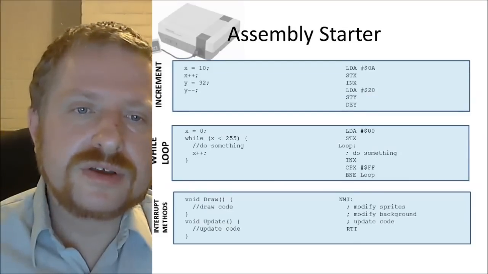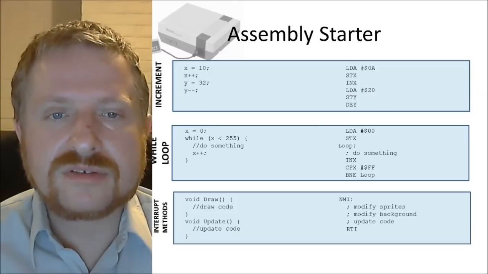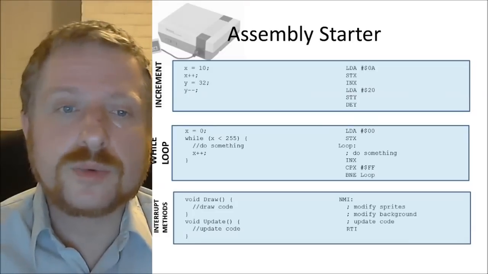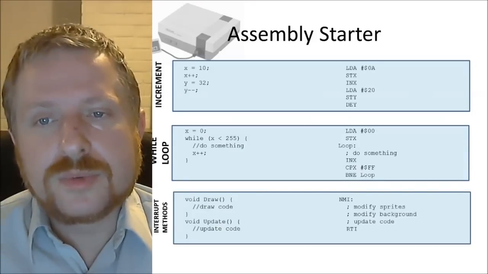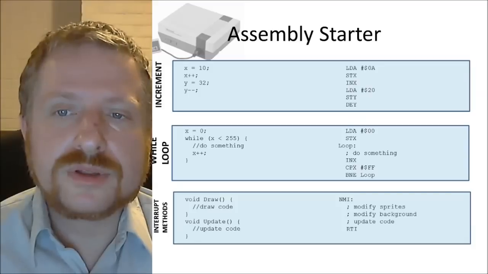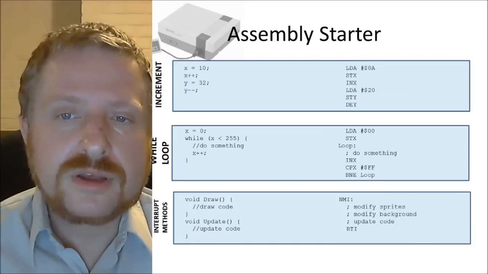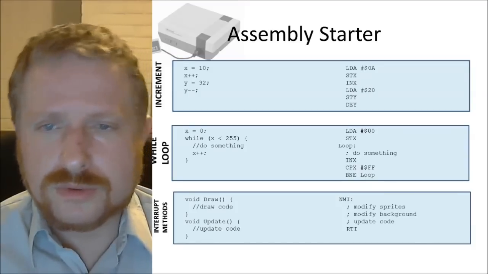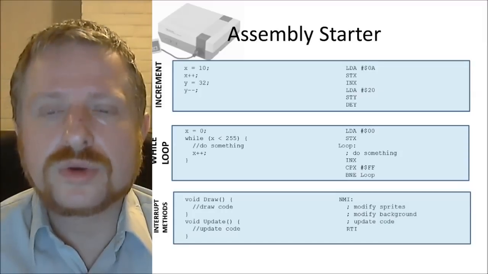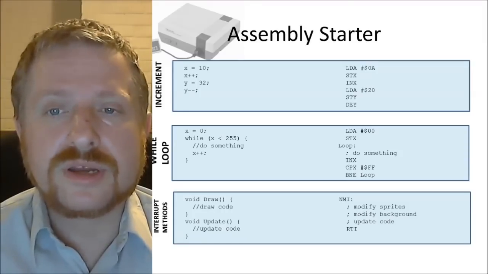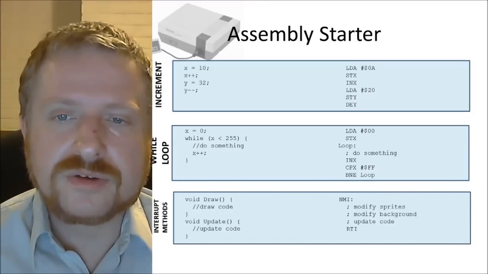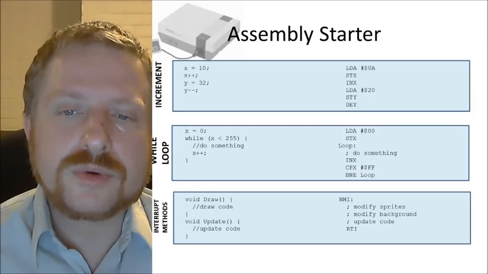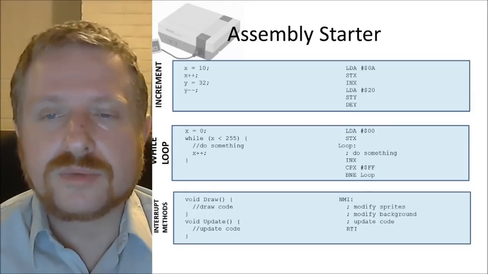To increment a value, so we have X, just assign 10, then you do a plus plus to add 1, or minus minus to subtract 1. In assembly, we load that 10 into our accumulator, because A equals 10. Then we store that value into our X register. Then we increment that. You just call INX, and that adds 1 to it. And the same thing for decrementing. We store that value into Y, and then we do DEY, which stands for decrement Y.